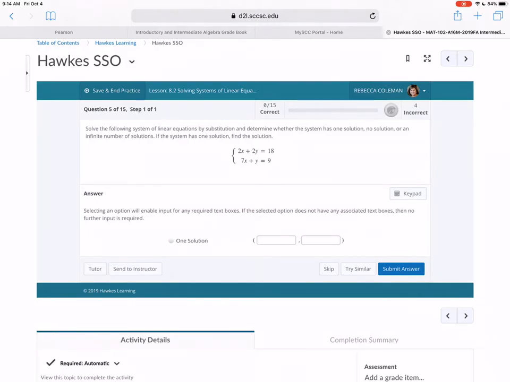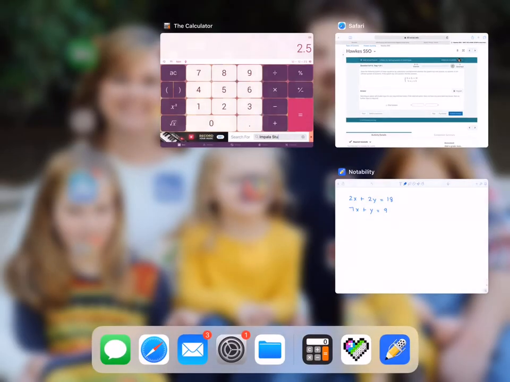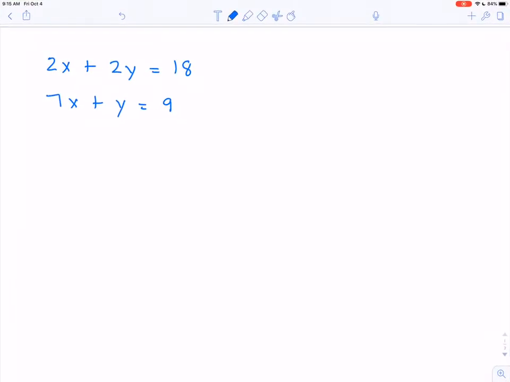Now, again, I went through several examples of this in my completed notes that I sent to you. The main thing that I wanted to mention to you here is that it does not matter which equation you start with. It does not matter which variable you solve for. The key is to make sure that whatever equation you use to solve for a variable, you plug that in to the other equation. So just to show you that it does not matter which way you go, I'm going to work through this one two different ways.